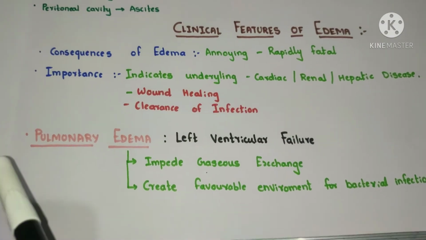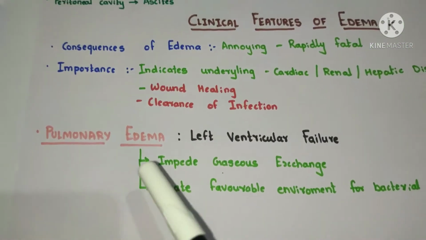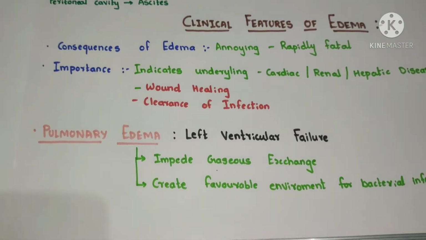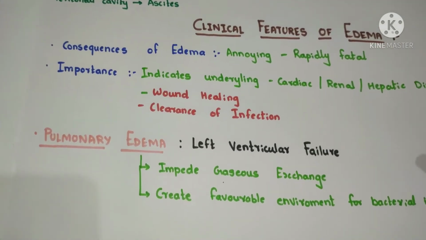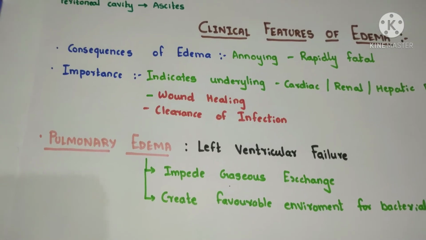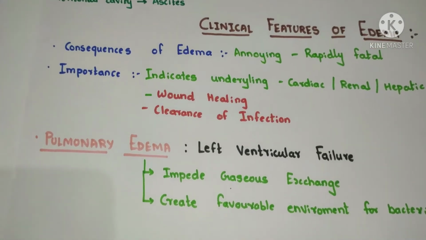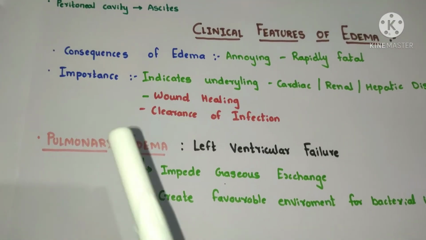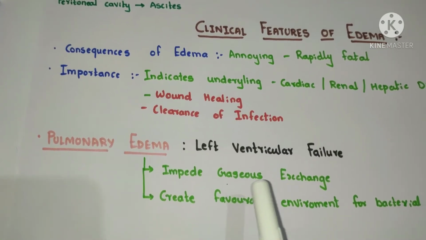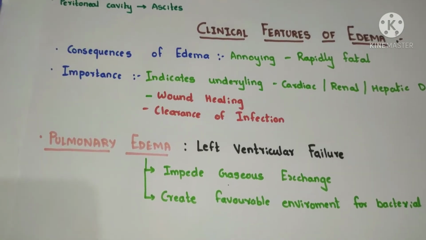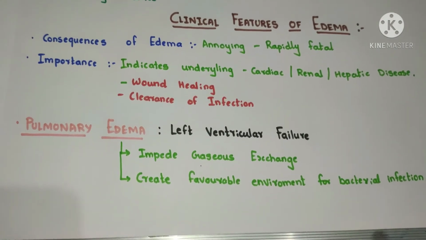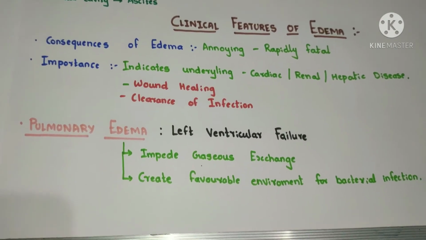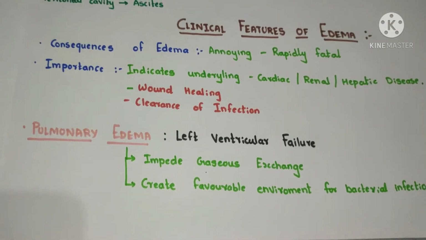Now, pulmonary edema occurs mainly due to left ventricular failure, but it can also occur due to renal diseases or when there is infection or inflammation in the lungs. Due to pulmonary edema, our gaseous exchange gets hampered, and it also creates a favorable environment for the growth of bacteria, and chances of infection increase.